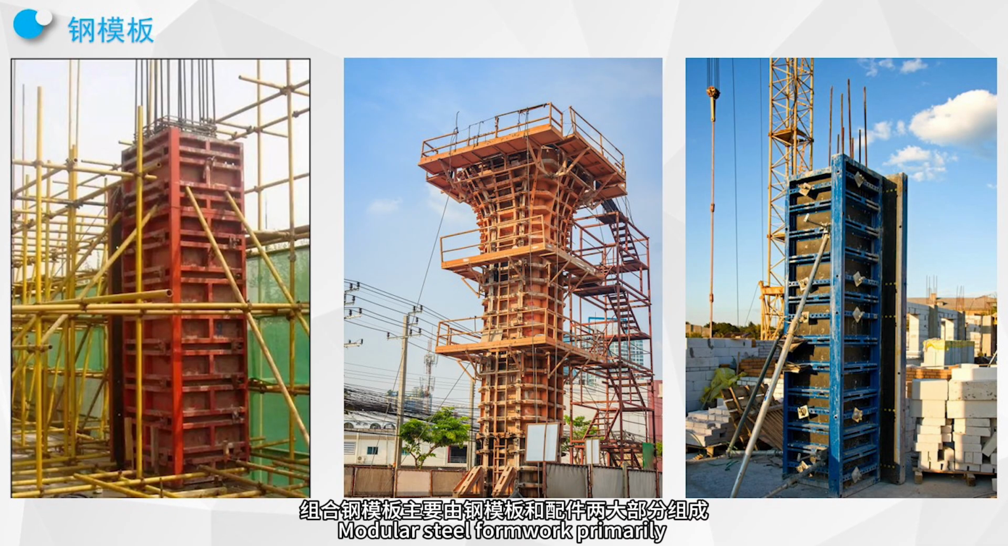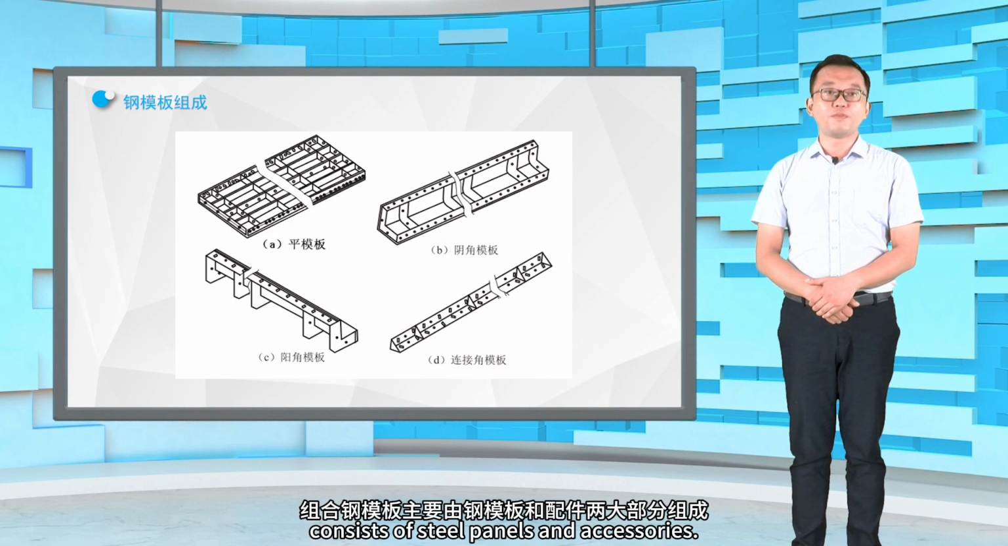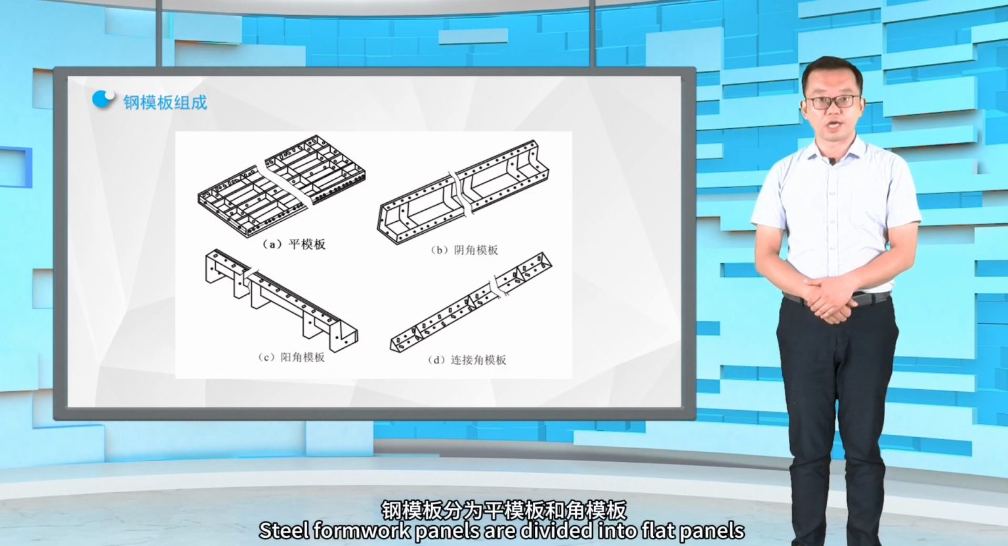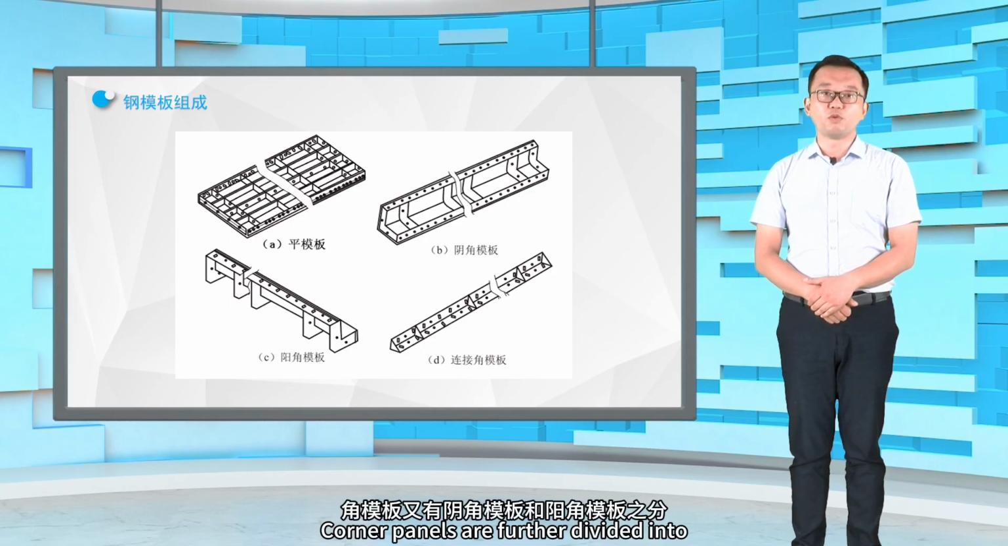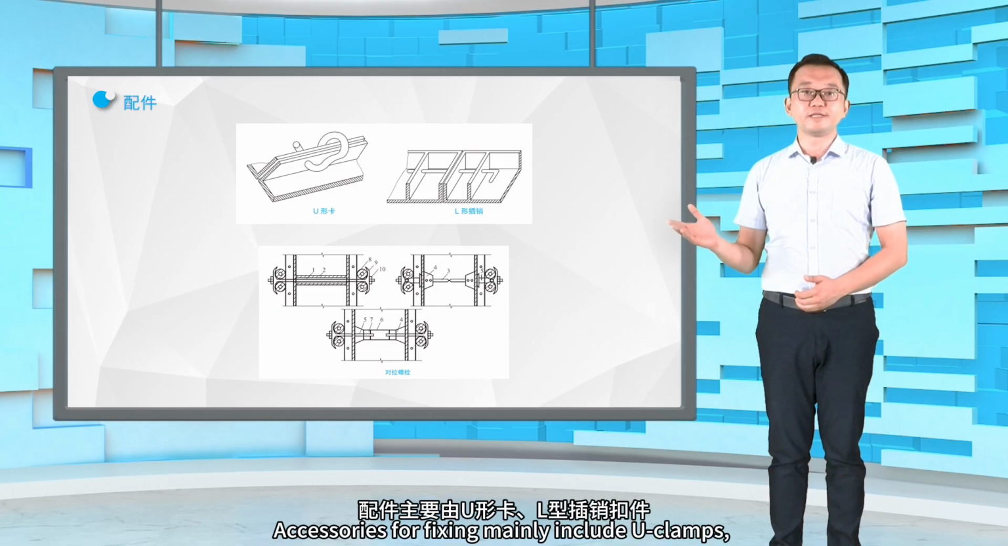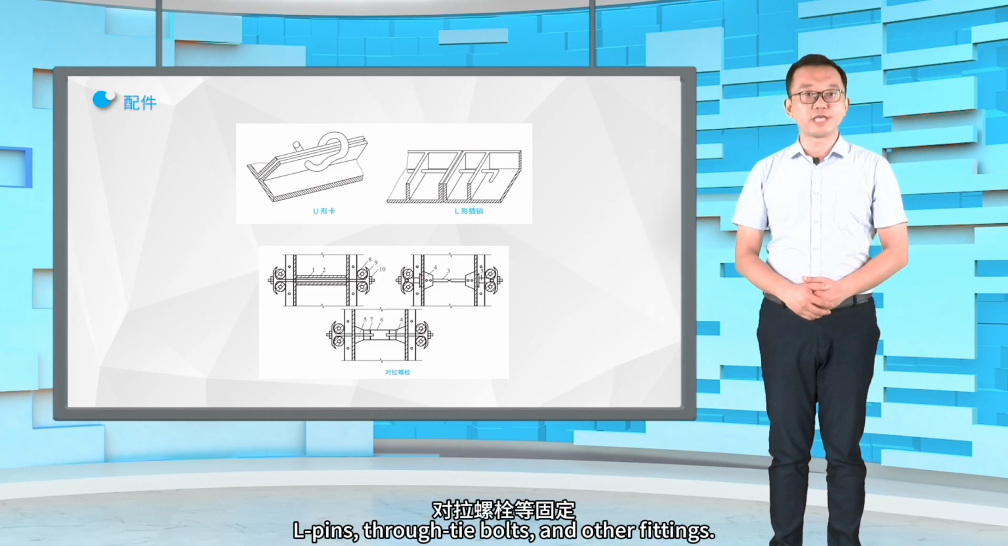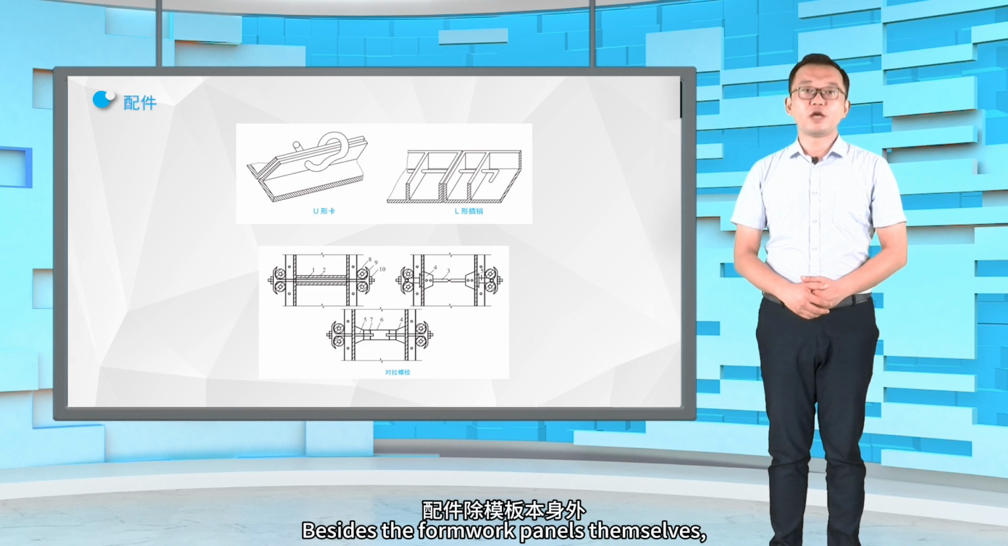Modular steel formwork primarily consists of steel panels and accessories. Steel formwork panels are divided into flat panels and corner panels. Corner panels are further divided into internal corner panels and external corner panels. Accessories for fixing mainly include U-clamps, L-pins, through-tie bolts, and other fittings, besides the formwork panels themselves.